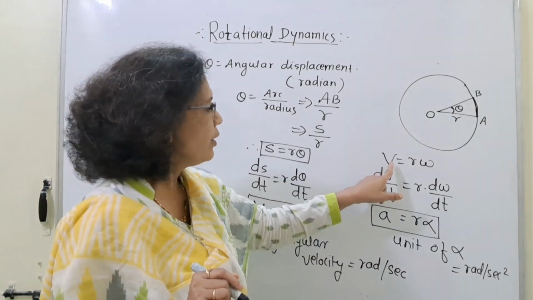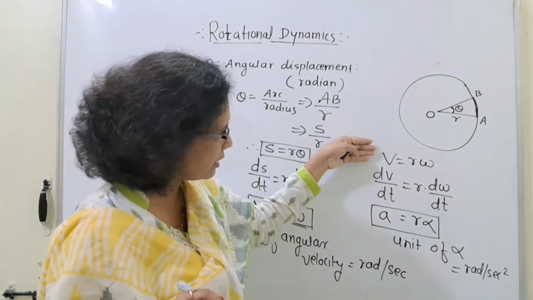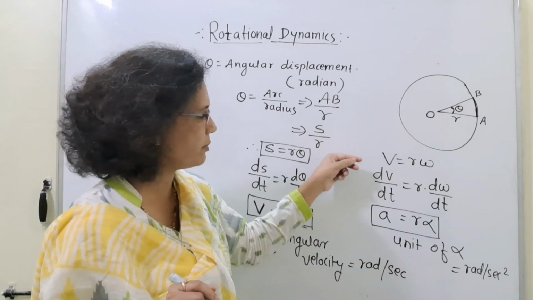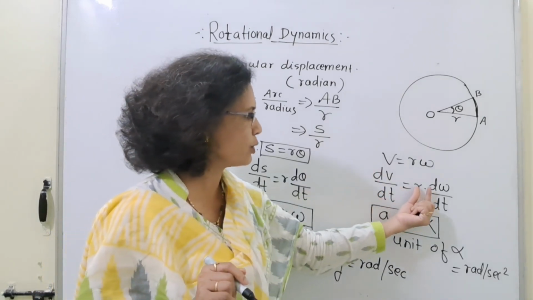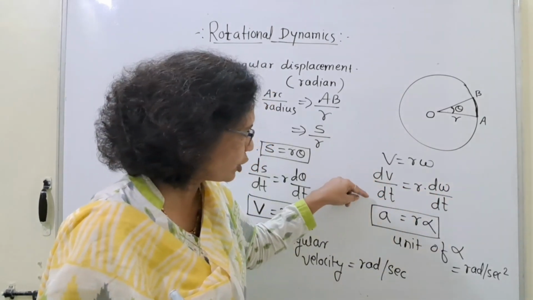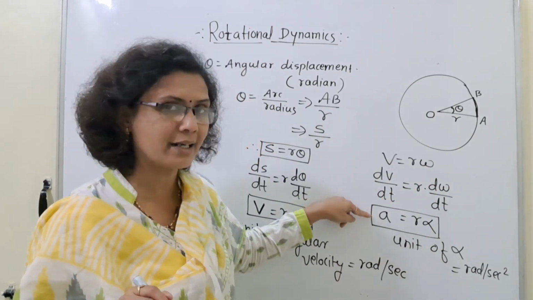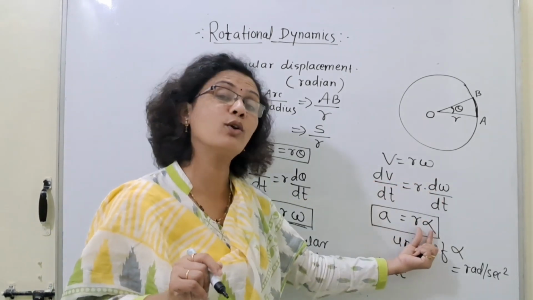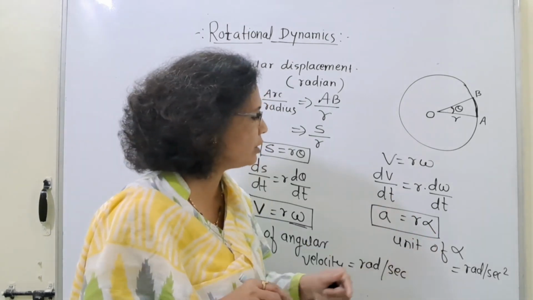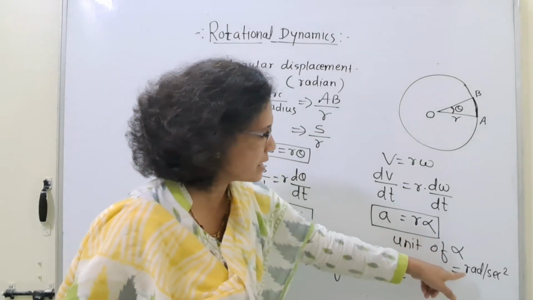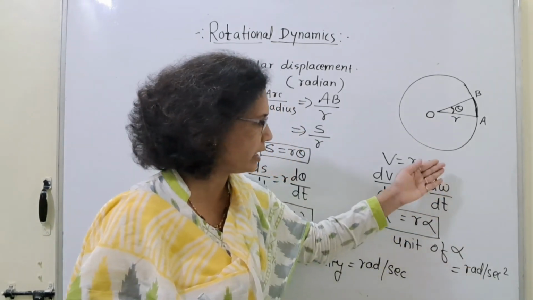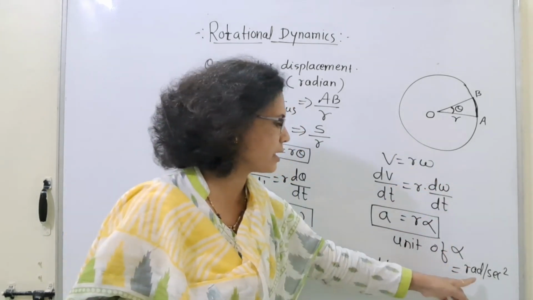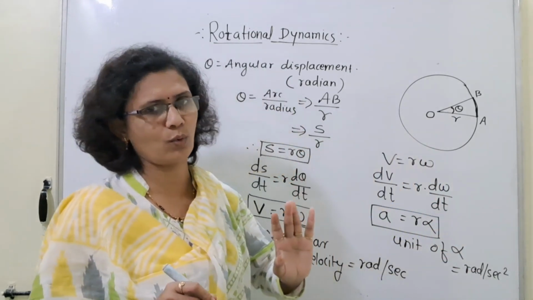Next, if we differentiate again velocity with respect to time, then dV by dt is equal to R d omega by dt. Rate of change of velocity, it is linear acceleration. Rate of change of angular velocity, it is angular acceleration. What is the unit of angular acceleration? It is radian per second square. Radian per second upon second, that is radian per second square.